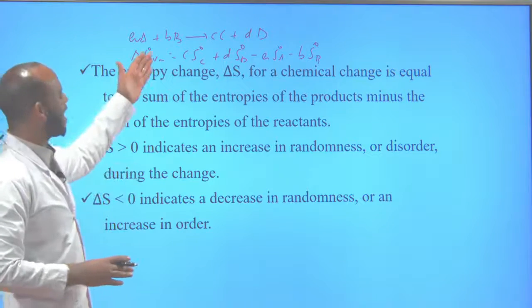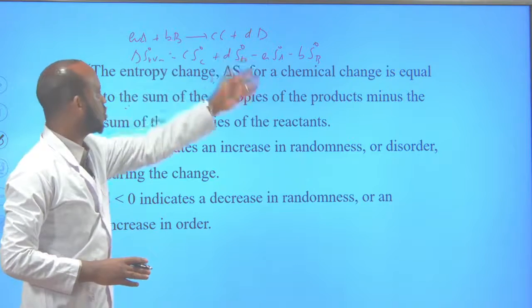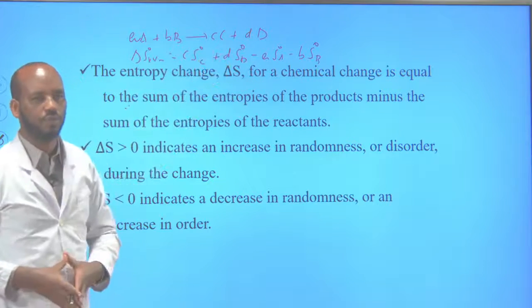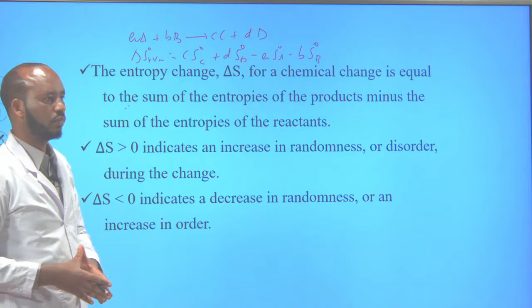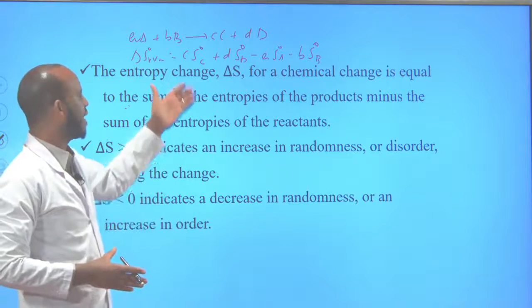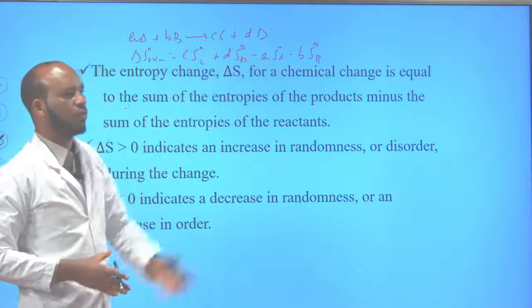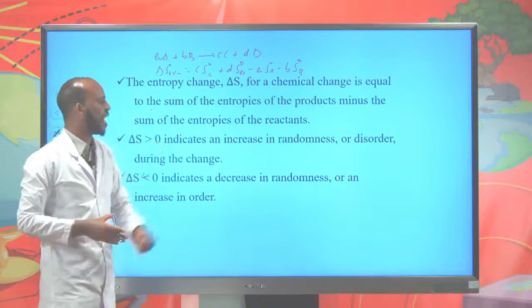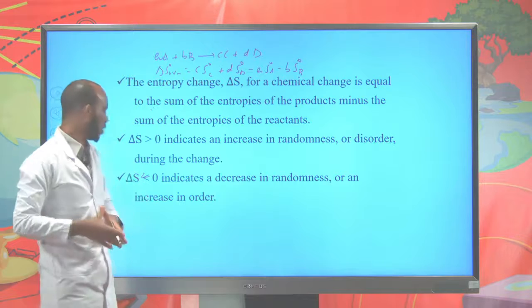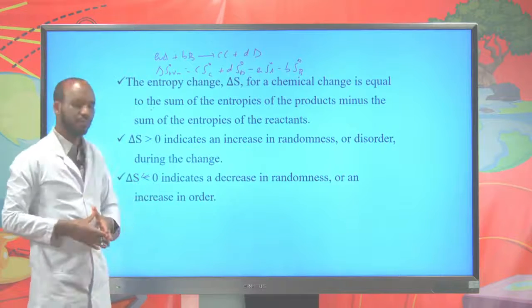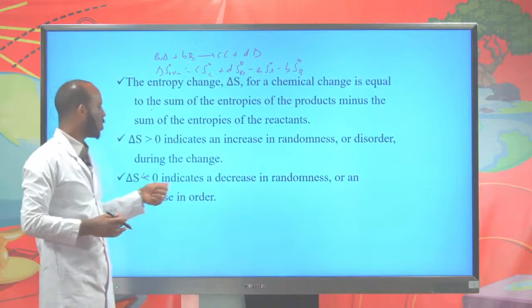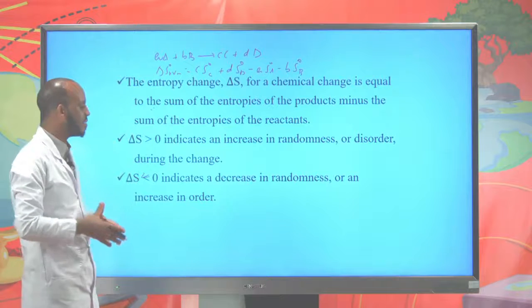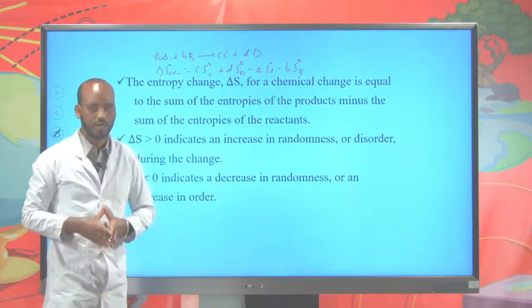If delta S for this reaction is greater than 0, now there is an increase in disorder of the process. Delta S greater than 0 indicates an increase in randomness or disorder during the change. Delta S less than 0 indicates a decrease in randomness or an increase in order.